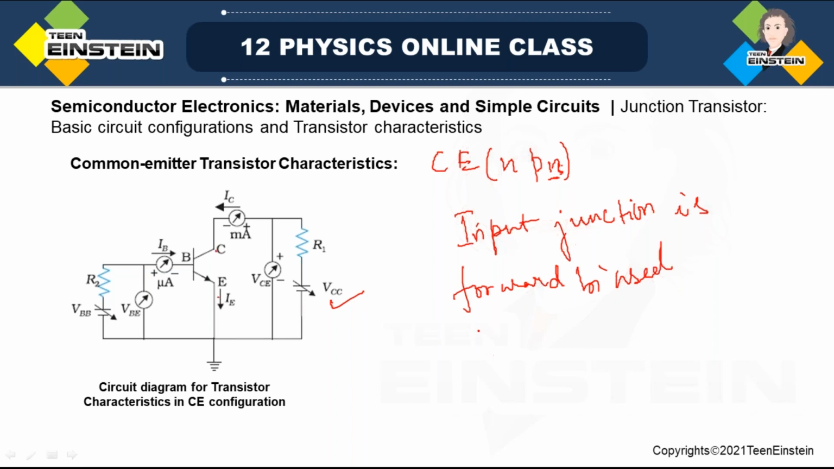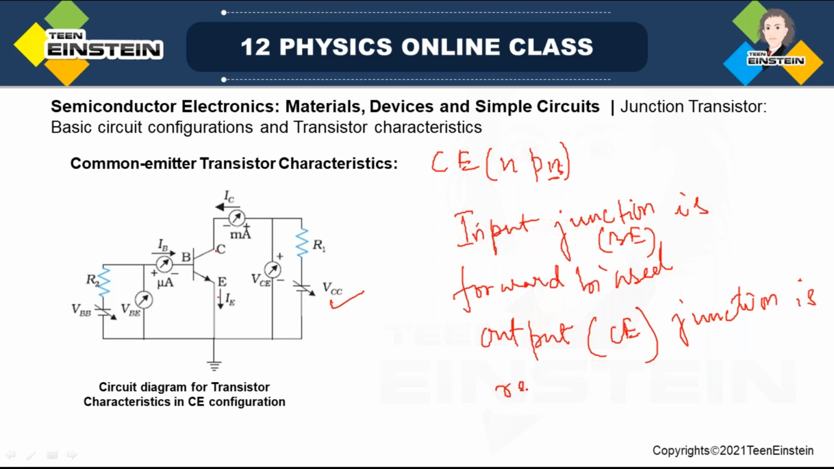Okay, and output junction. Here the input junction was BE, here it is CE. The output junction is reverse biased. Okay, reverse biased. All right, so this is the biasing part.